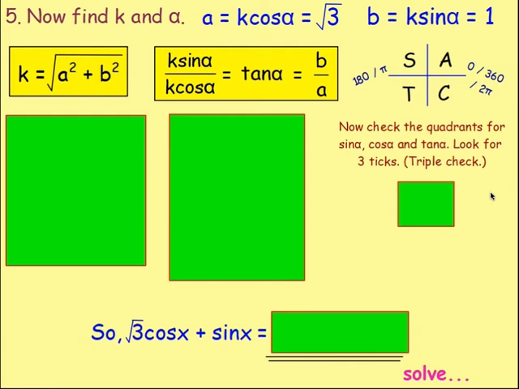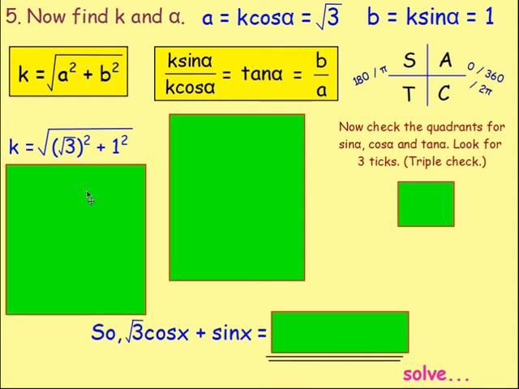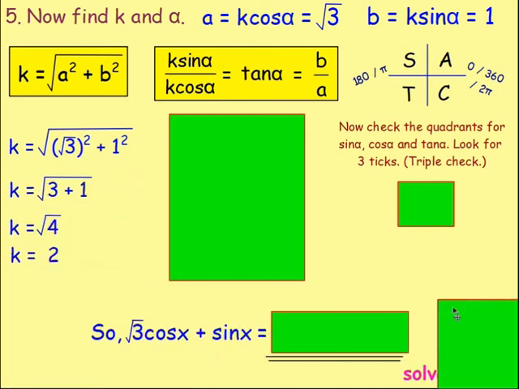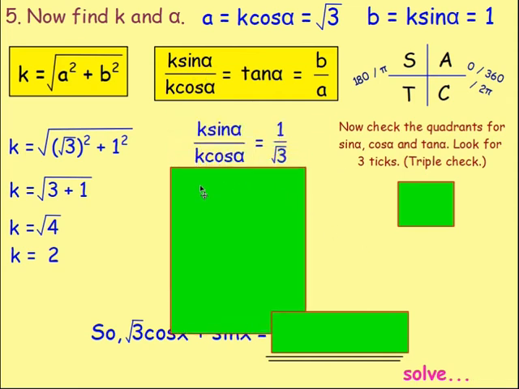From that then, we find the values of k and alpha. So to get k, it's the square root of a squared plus b squared, which is the square root of root 3 squared plus 1 squared. Remember, root 3 squared is root 3 times root 3, which is root 9, which is 3. Add on 1, which is 4, so it's the square root of 4, which is 2. To work out alpha, it's k sin alpha over k cos alpha, so that's 1 over root 3.